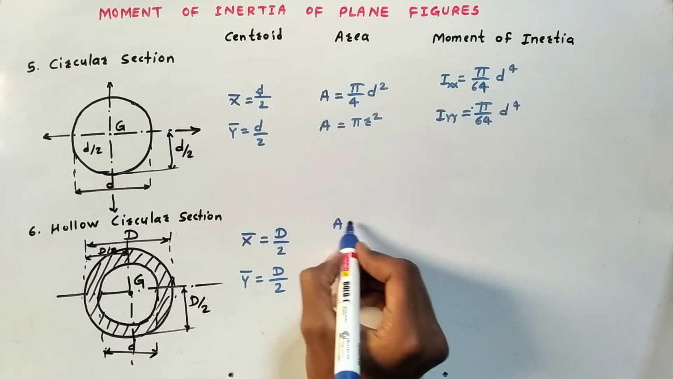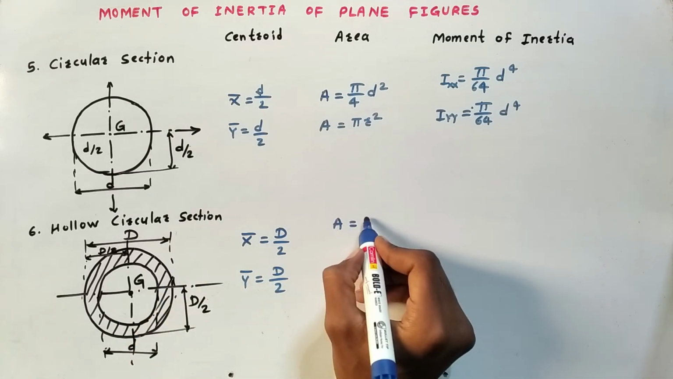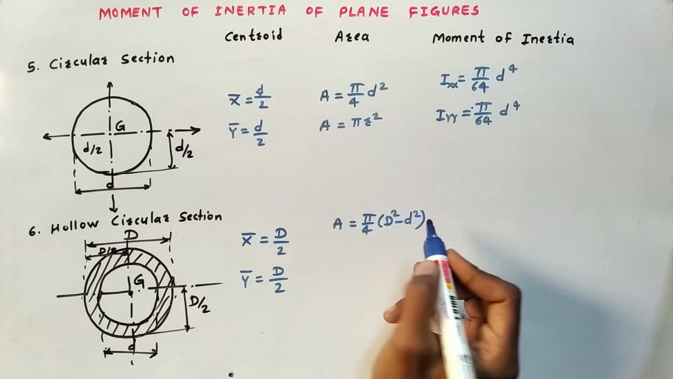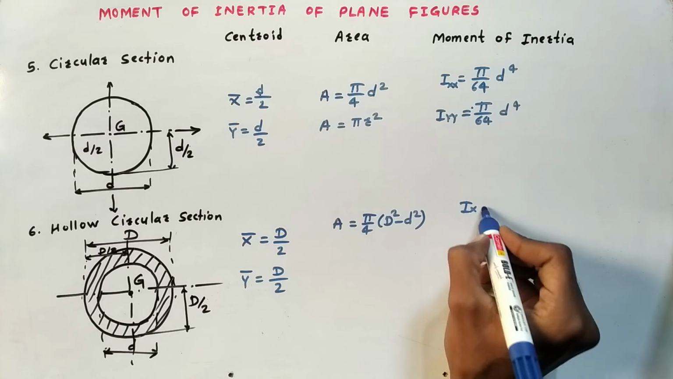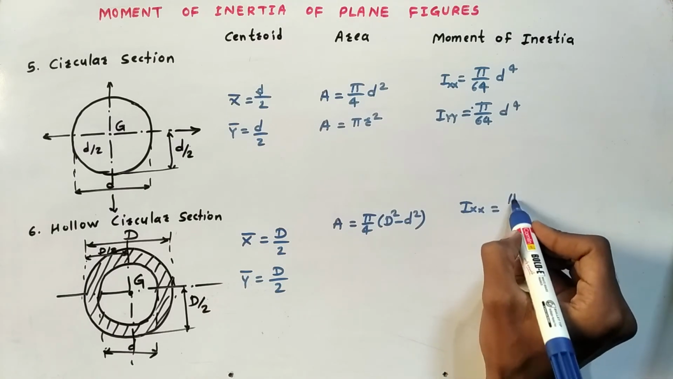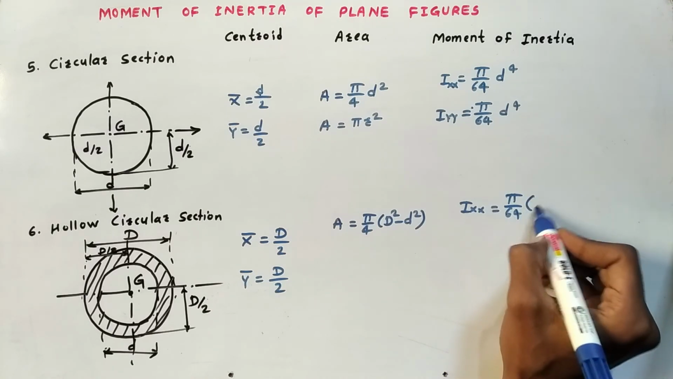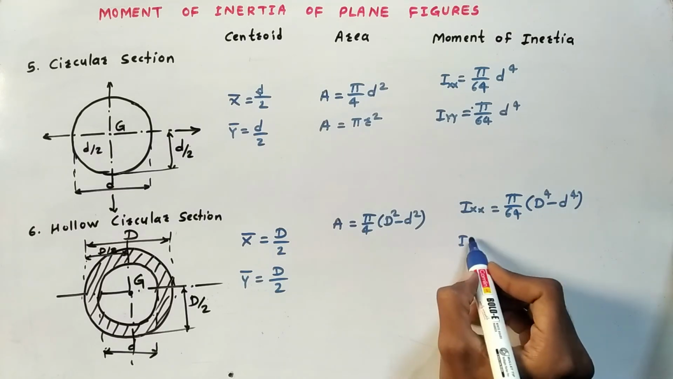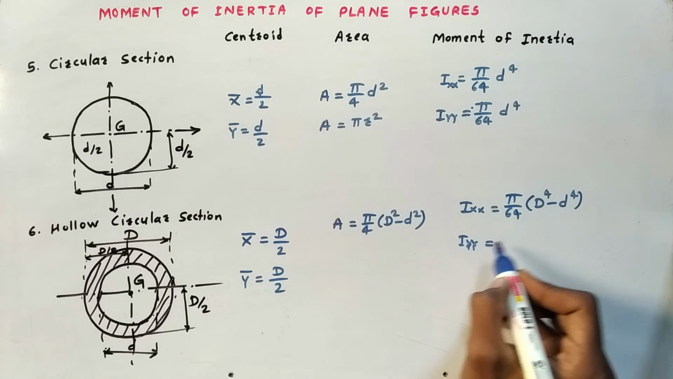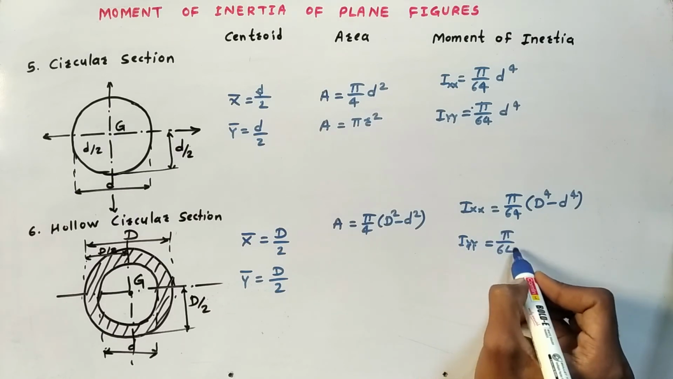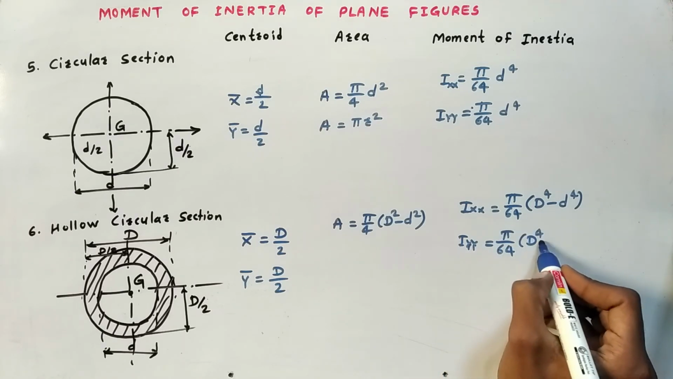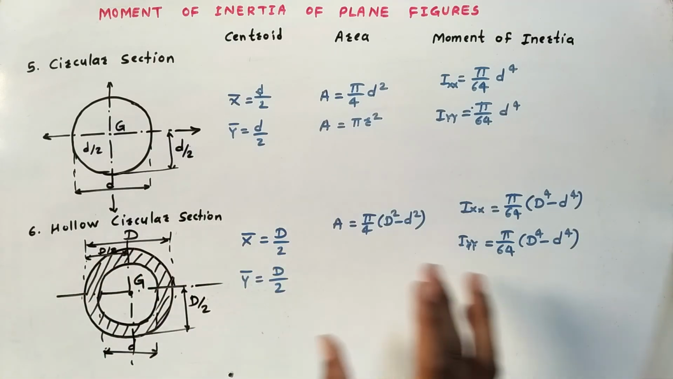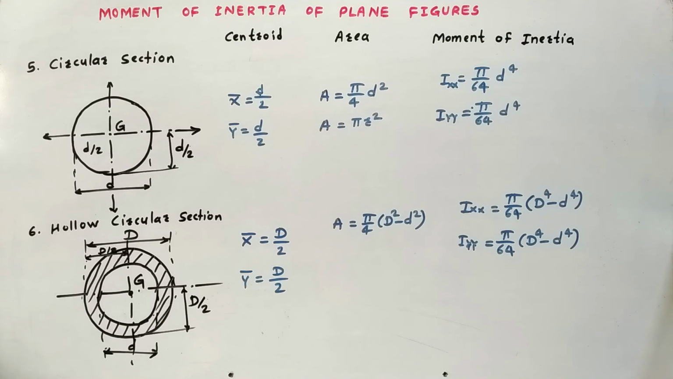Now the area of this section is pi by 4 into capital D square minus small d square. Now Ixx is equal to pi by 64 into capital D raised to 4 minus small d raised to 4, and Iyy is also equal to pi by 64 into capital D raised to 4 minus small d raised to 4. So this is for the hollow circular section.